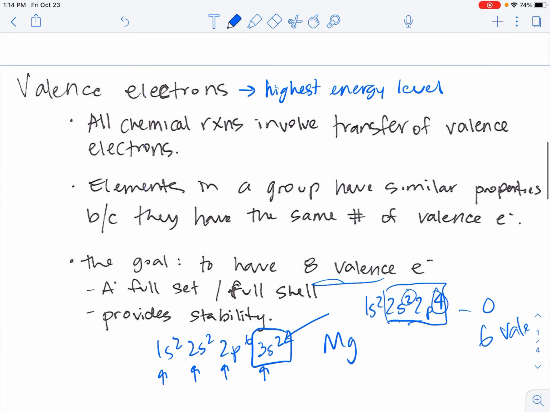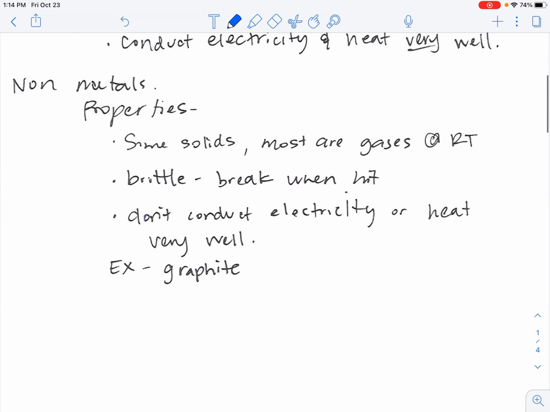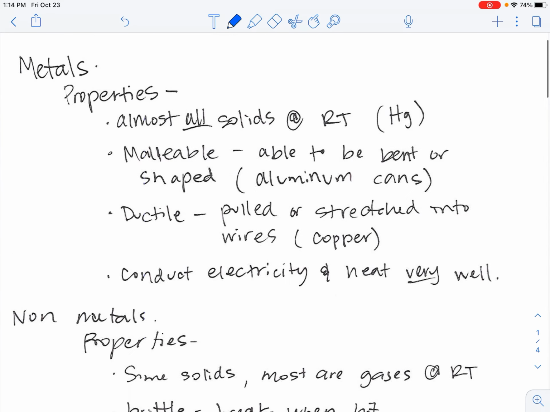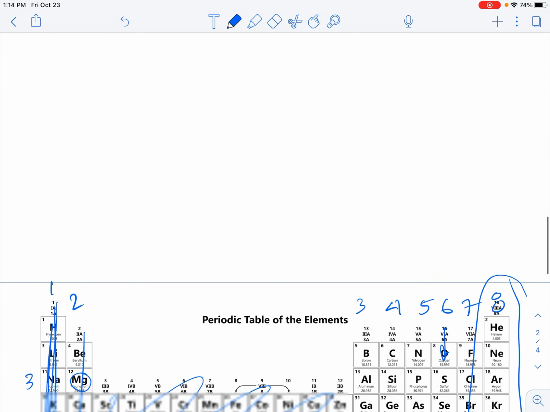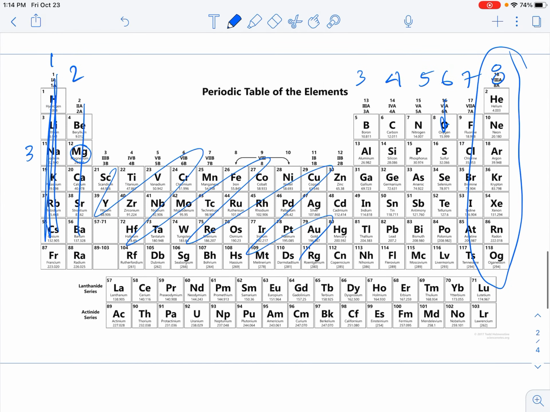So once again, calculating valence electrons, differentiating between metals and nonmetals by their properties, and then a couple of definitions here on what we call periods and groups.